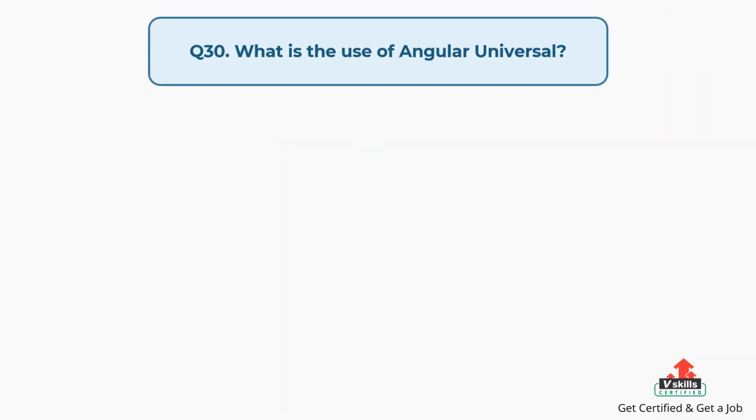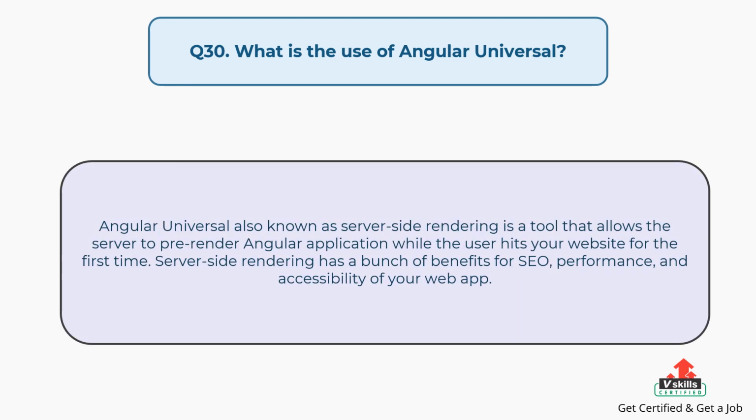Question number 30, what is the use of Angular Universal? The answer is: Angular Universal, also known as server-side rendering, is a tool that allows the server to pre-render an Angular application while the user hits your website for the first time. Server-side rendering has a bunch of benefits for SEO, performance, and accessibility of your web app.